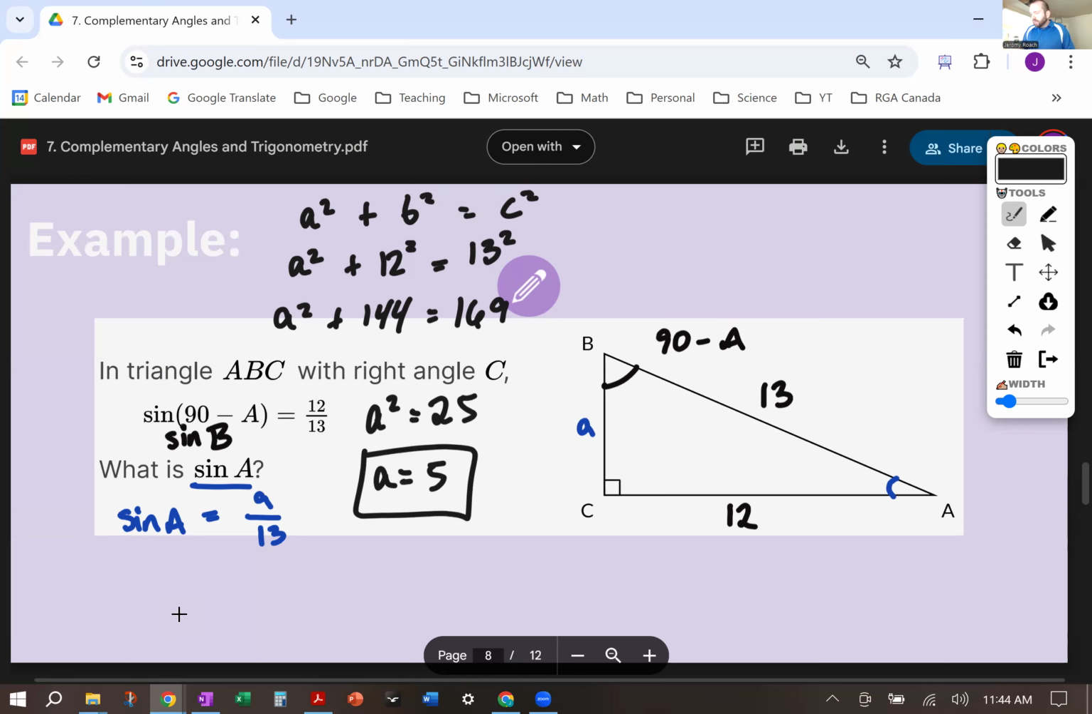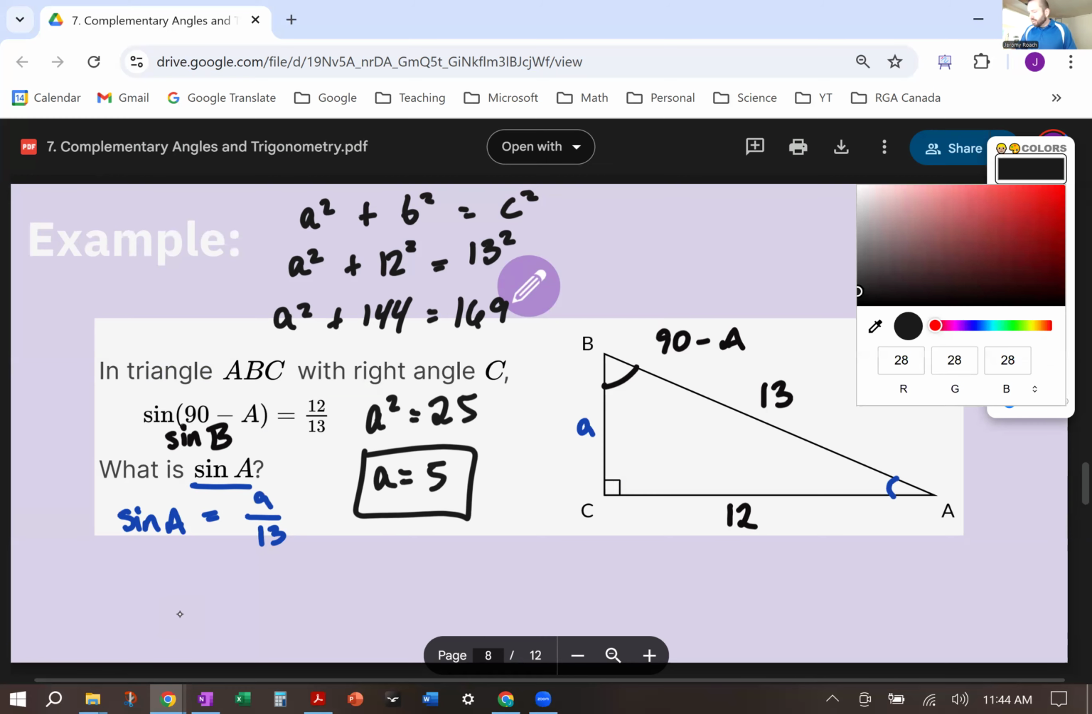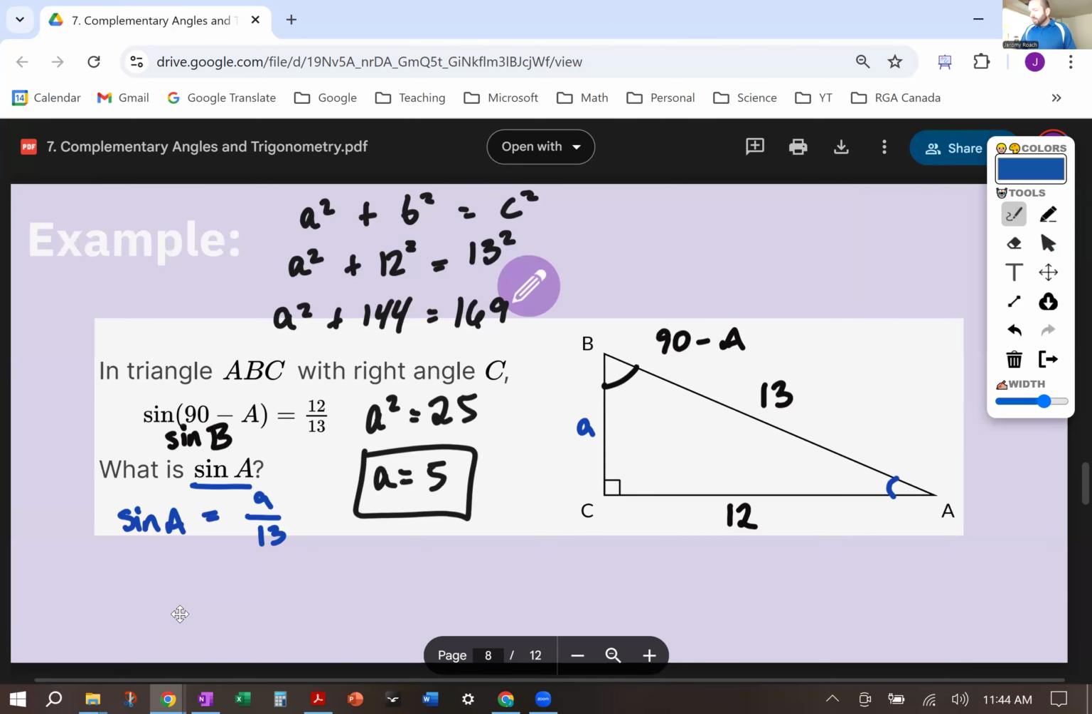Okay, so just kind of like the last problems, we have to double check to see what the question's actually asking us. It's not just asking us to find a, little a, it's asking us to find what is sine A. The sine A, I did that in blue earlier, I'll try to get the same color. Sine A is five over 13.